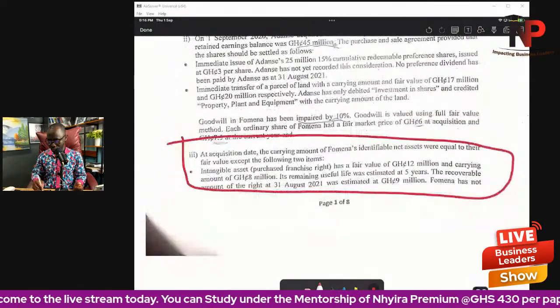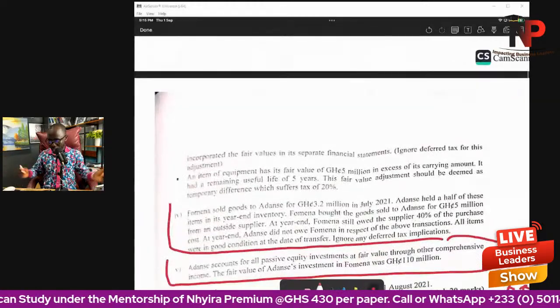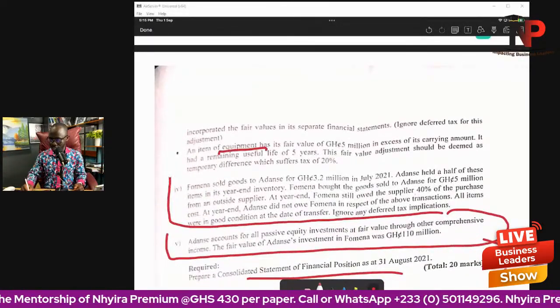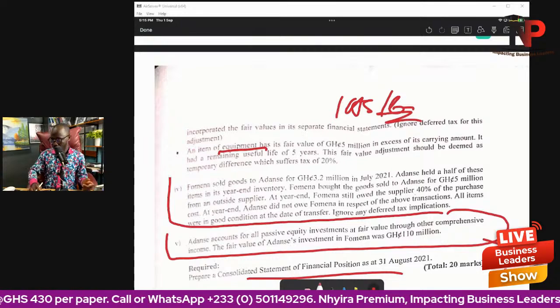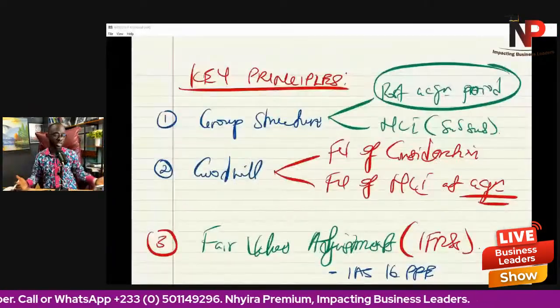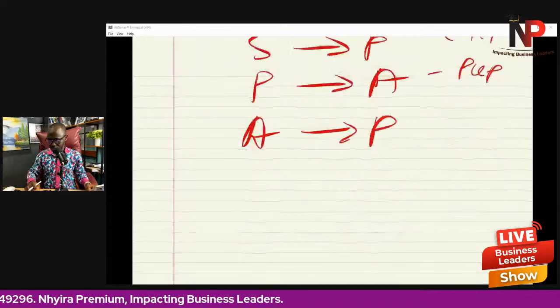There's an intangible asset there, IAS 38. You need to apply it. Then there's an equipment here, IAS 16 issue. You need to apply it. So you have to understand these things very well. So that is the fourth thing.